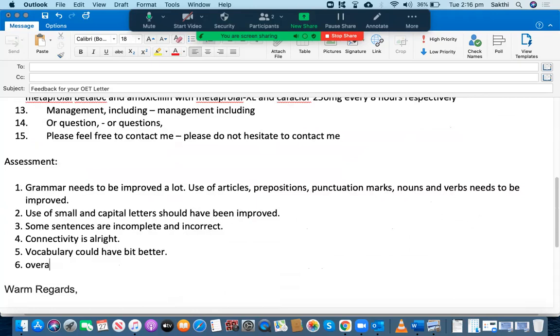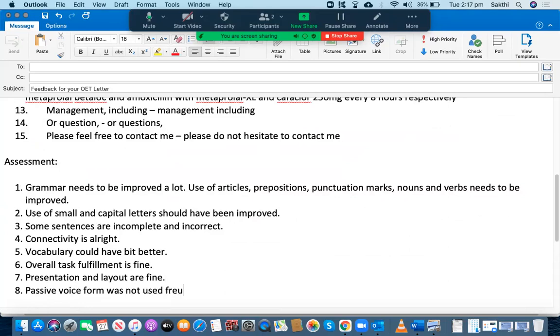All right. Overall task fulfillment is okay. I'm happy with the way you have written down the number of words and things like that. Overall task fulfillment is fine. Presentation and layout are good enough, and I'm happy with that as well. And then passive voice form could have been used more frequently, like the way I have written. Passive voice form was not used frequently. So you can use that as frequently as possible.